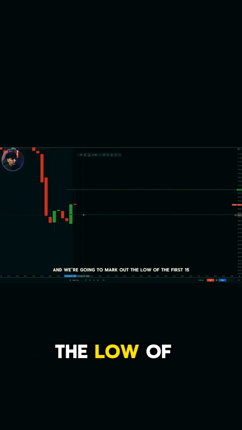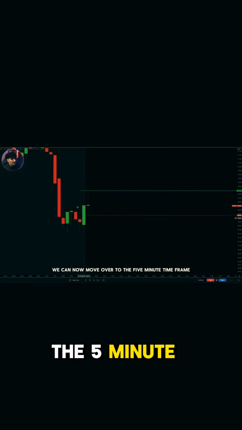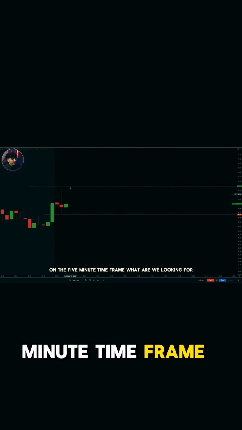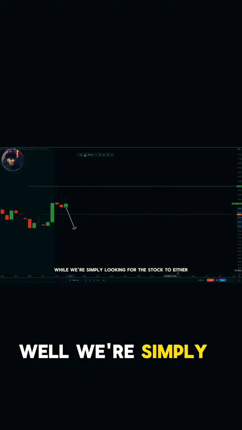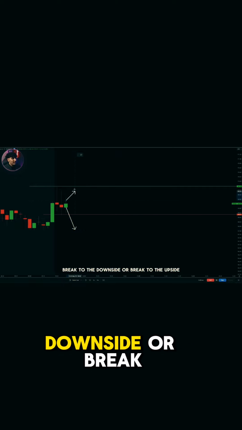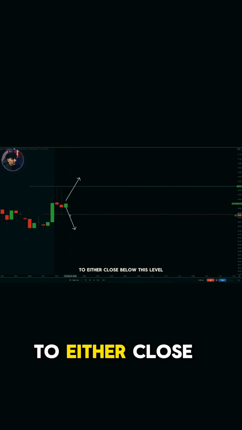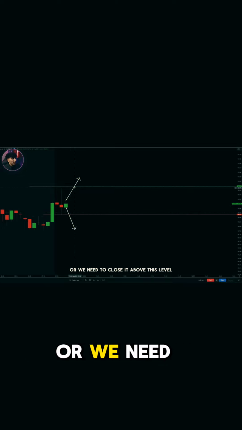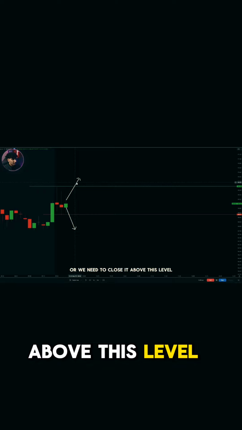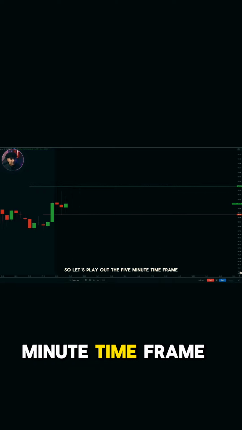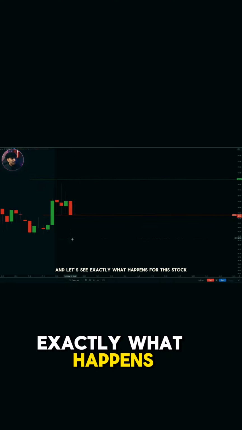Once we've marked out both the high and low of the first 15 minutes, we can now move over to the 5-minute time frame. On the 5-minute time frame, what are we looking for? Well, we're simply looking for the stock to either break to the downside or break to the upside. We need the body of the stock, you can see this shaded area here, to either close below this level or close above this level. So let's play out the 5-minute time frame and see exactly what happens for this stock.